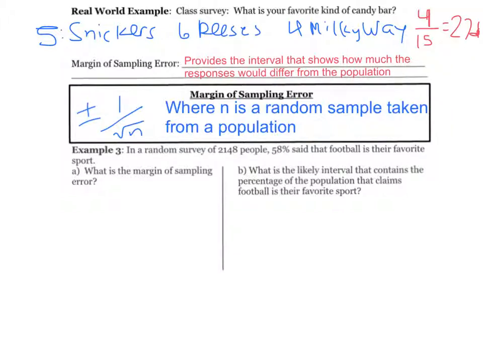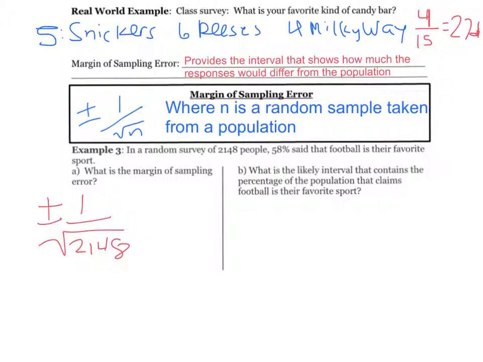Example 3 says in a random survey of 2,148 people, 58% said that football is their favorite sport. A wants to know what is the margin of sampling error, and B wants to know what is the likely interval that contains the percentage of the population that claims football is their favorite sport. So for A, it's actually just simple. We're just going to use the formula. So we're going to have plus or minus 1 over the square root of n, and in this case, n is going to be 2,148 because that's how many people were actually surveyed.